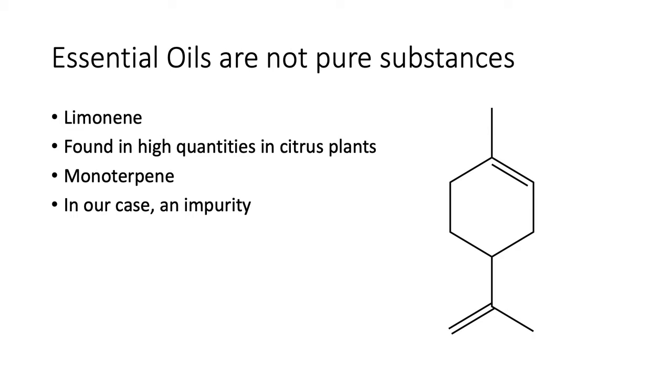And, oh, my notes didn't show up. What a bummer. And so one of the isomers of this, I believe it's the R, smells like oranges, and the S smells like lemons. So it's found in high quantities in citrus plants. It's a monoterpene. It has two of these isoprene units, and in our case, it's going to be an impurity. So we're going to try and separate the carvone in our essential oil from the limonene in our essential oil.